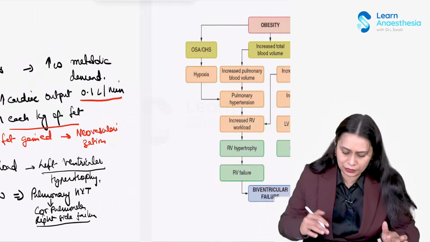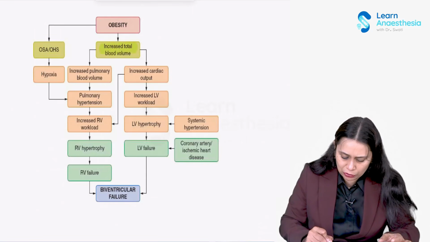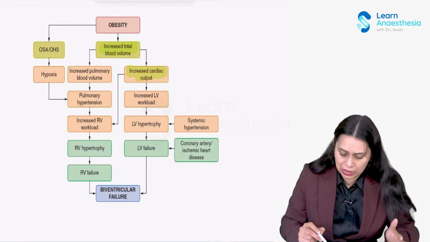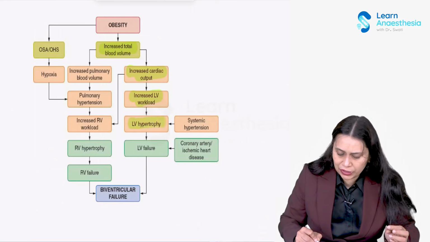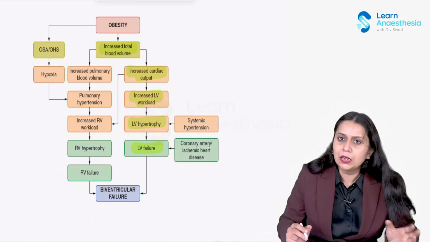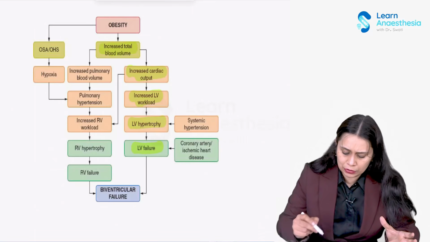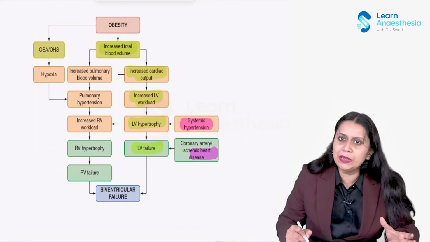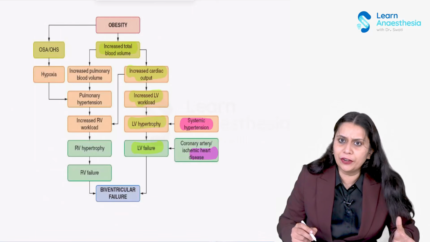So, just a flow chart. What happens in obesity? In obesity, there is an increase in the total blood volume. This increased total blood volume increases the cardiac output, which increases the left ventricular workload. This causes left ventricular hypertrophy and left ventricular failure. Apart from this, obesity is associated with many other comorbidities, like systemic hypertension and ischemic heart disease, etc., which will also contribute to left ventricular hypertrophy and left ventricular failure.